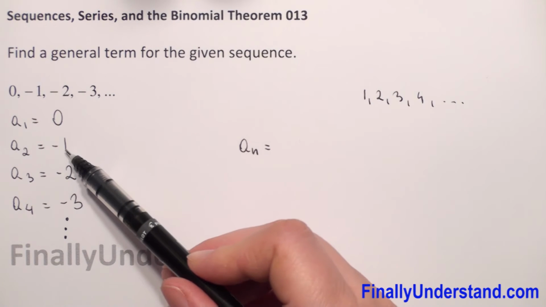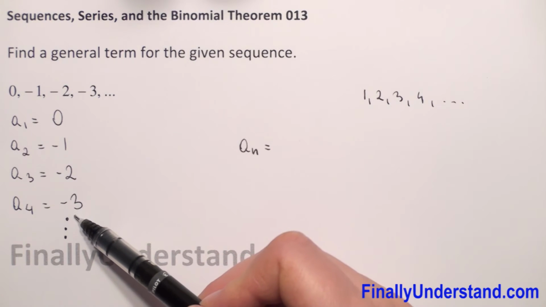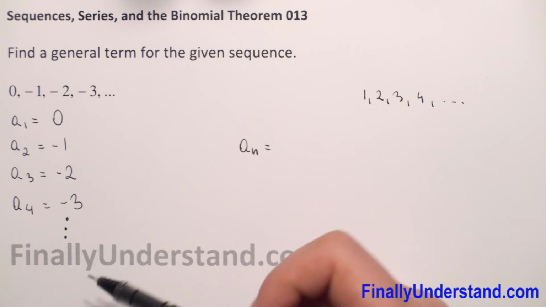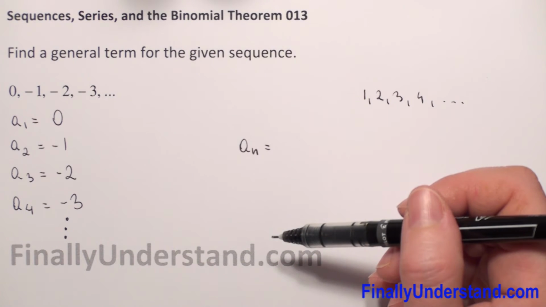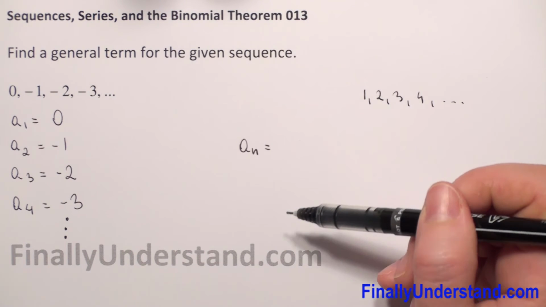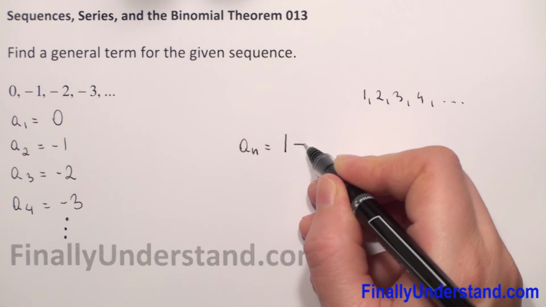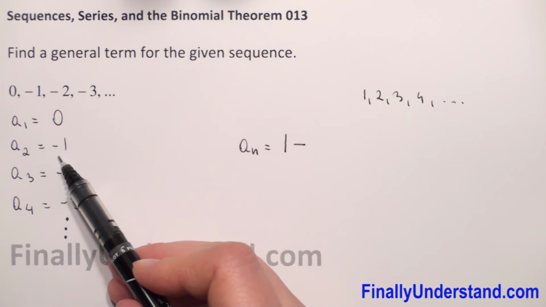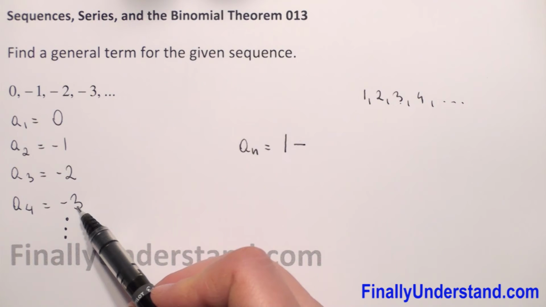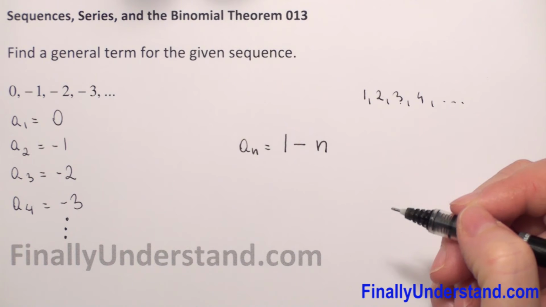What else? Because we have the second term negative 1, negative 2, negative 3, the number is going down. We have negative 5, negative 6, and so on. To get a negative integer, we need to subtract a greater number from the smaller number. And because we have to have 0 at the beginning, if I write 1 minus n: 1 minus 1 gives me 0, 1 minus 2 will be negative 1, 1 minus 3 will be negative 2, 1 minus 4 will be negative 3, and so on.